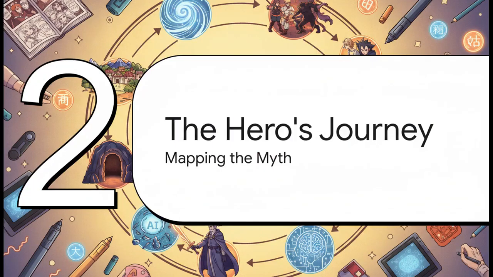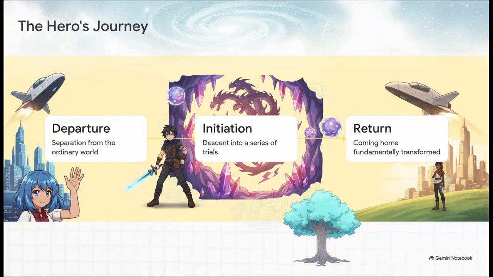Moving on to part 2, the hero's journey. Before we even think about generating a single pixel of art, we need to literally map out this mythical story structure. Campbell essentially organized this journey into 3 main acts. First up is departure, which is where the hero separates from their ordinary, everyday world. Second is initiation, involving a descent into a series of really tough trials. And third is the return, where our hero comes home, but they're fundamentally transformed. This high-level framework gives you the absolute perfect 3-act pacing to outline your anime script.